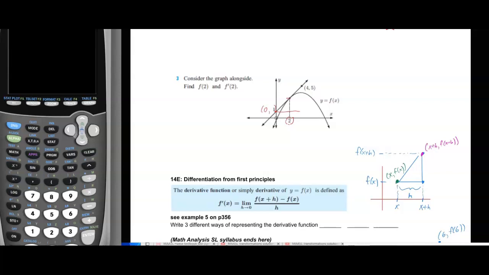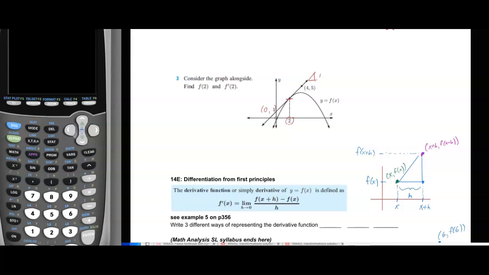Let's see. If we drew a triangle here, it would be 4 across, and it would be 4 up because 5 minus 1 is 4, 4 minus 0 is 4. So it is a 45, 45, 90 triangle. It's a triangle that's perfectly diagonal. It has a slope of 1, right? So the slope of this is 1. And what is the height at x equals 2?